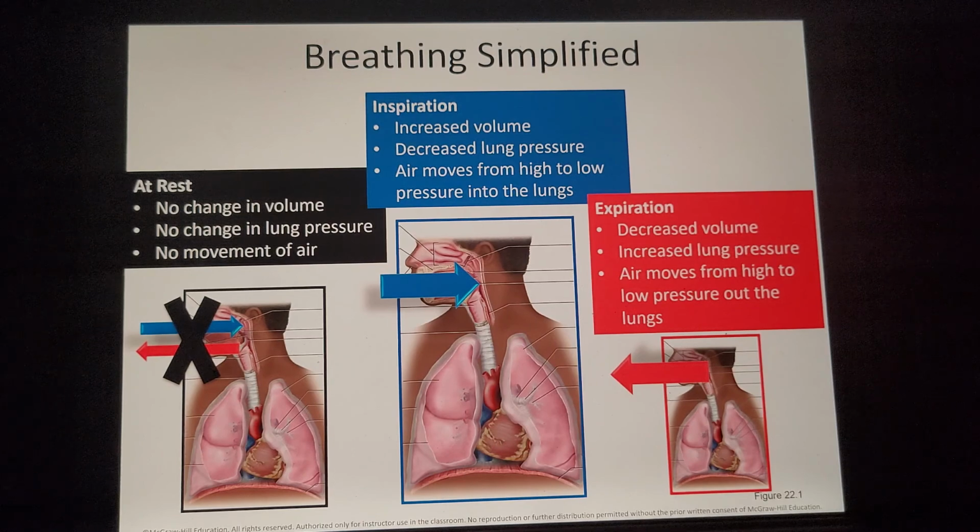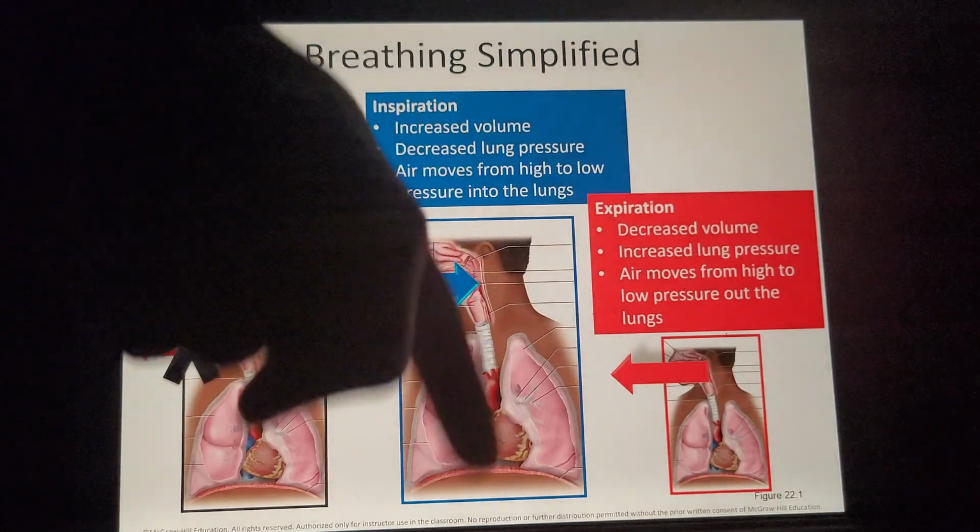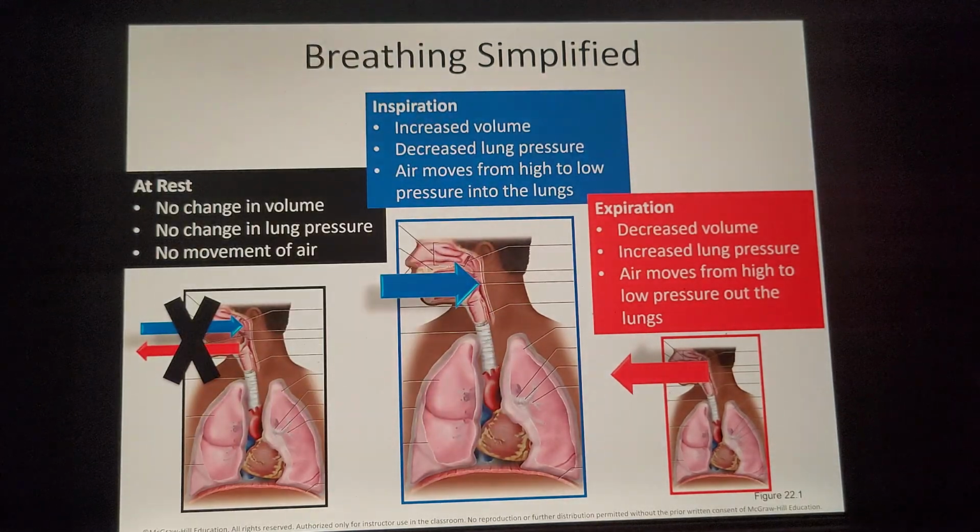So at rest, no oxygen exchange because there's no difference between the air on the outside and inside of your lungs. However, inspiration, we increase the volume. So more space. That decreases the pressure inside the lungs. So when it drops below your atmospheric pressure, air is going to move from a higher atmospheric pressure down the pressure gradient and into the lungs.